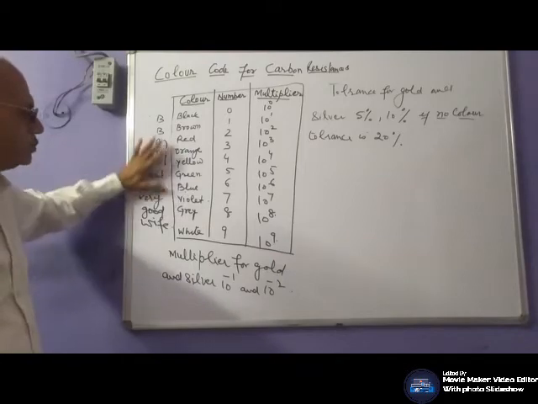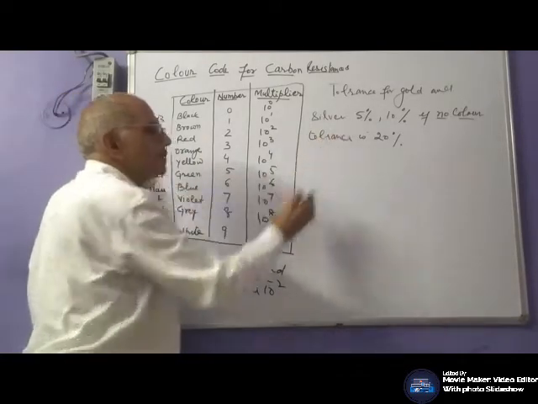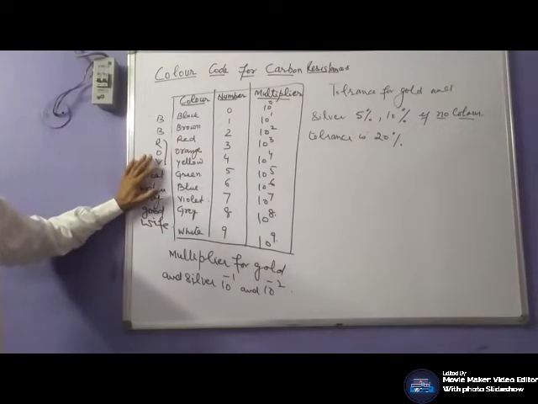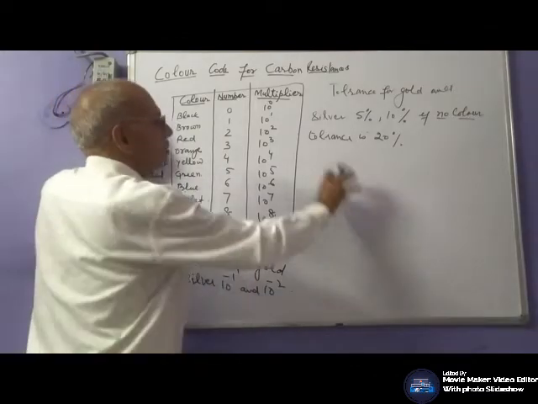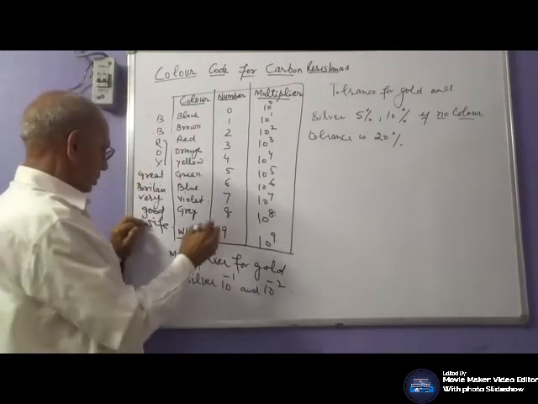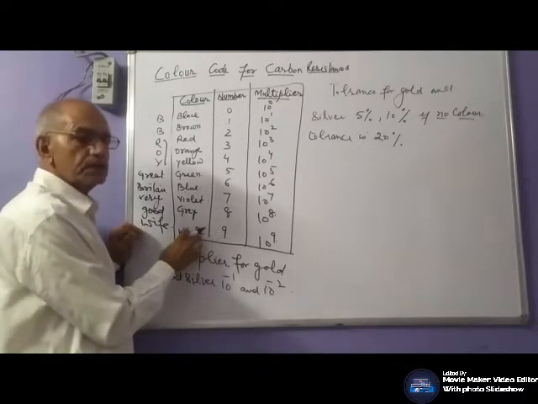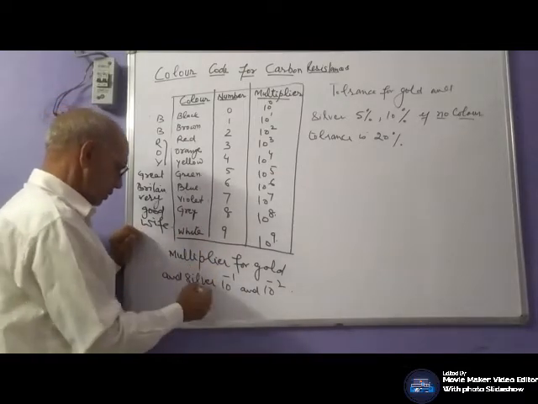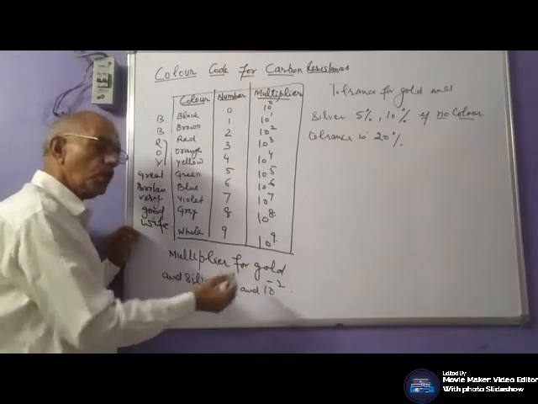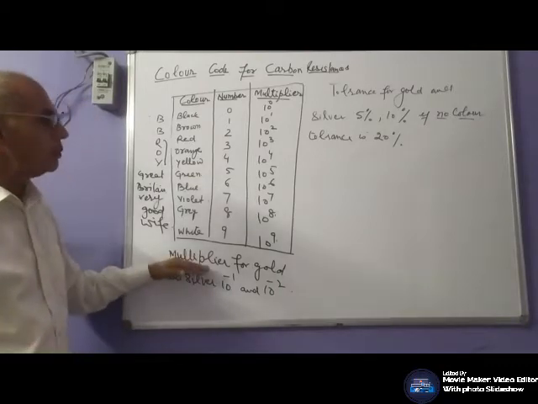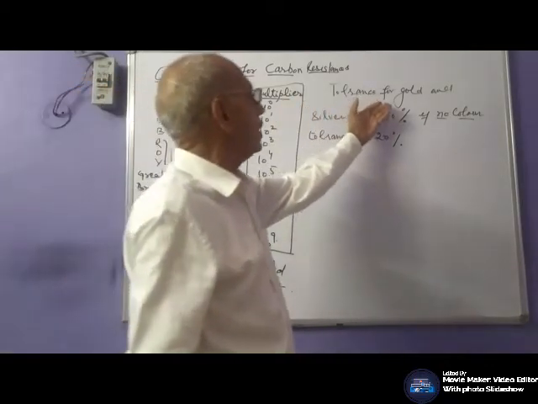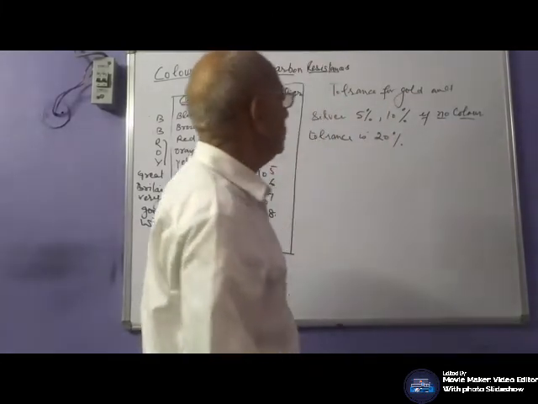Leaving this table plus these things, this is the color code for carbon resistances. Suppose there is a question, write the color code for carbon resistances. So this is this table plus these things. There are 10 colors, and two colors are left. There is no number for gold and silver, only the multiplier. And there is tolerance for gold and silver, 5 and 10%.